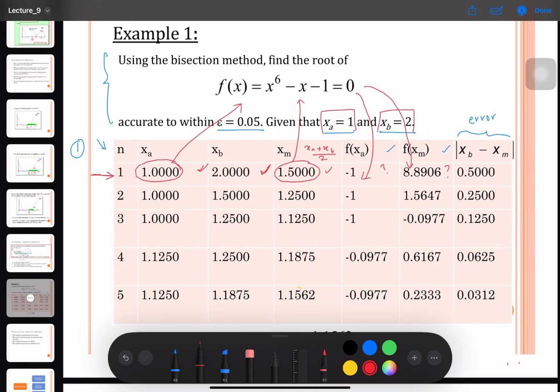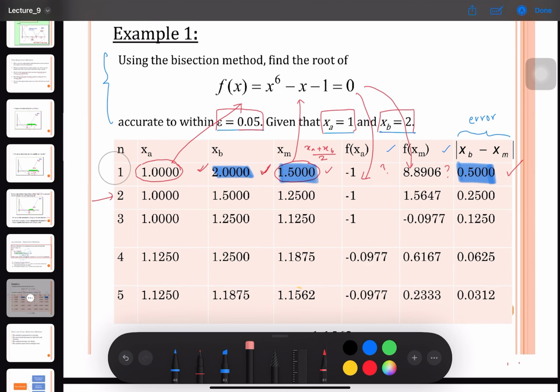And then the last column, find the error, xb - xm. So in this case, your xb is 2, xm is 1.5. Okay, 2 - 1.5, that's why you get 0.5. Okay, now check. Your error is 0.5, but they want you to be accurate to 0.05. So this one is still larger than the given error, so you need to do the second iteration.